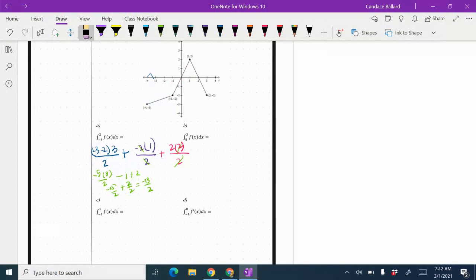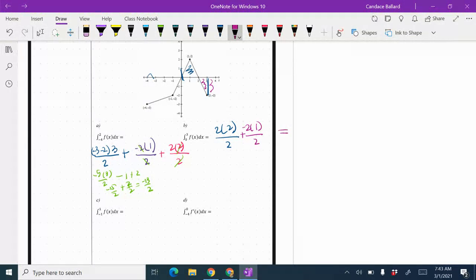I'm going to erase my picture. So I am going from 0 to 3 this time. So 0 to 3. So I'm going to do this triangle and then the little skinny triangle. So I'm dividing by 2. My base is 2. My height is 2. And then this little triangle here is going to be, again, I divide by 2. My height is -2 and my base is 1.